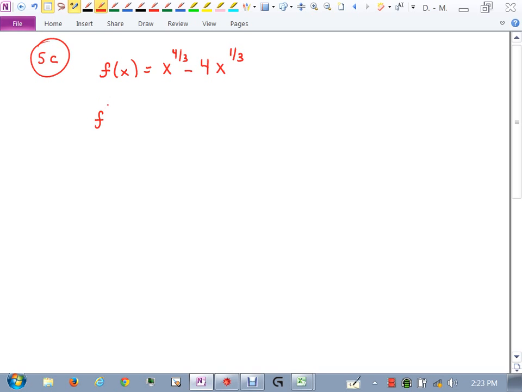Okay, derivative of this will be 4/3 x to the 1/3 minus 4/3 x to the negative 2/3. That's just power rule, right? Power comes out, subtract 1. Power comes out, subtract 1. I would like to know when this thing is 0, when it's undefined, right? Let me rewrite it first, so it's a little easier for me to look at. Just kind of rewrite these fractions.